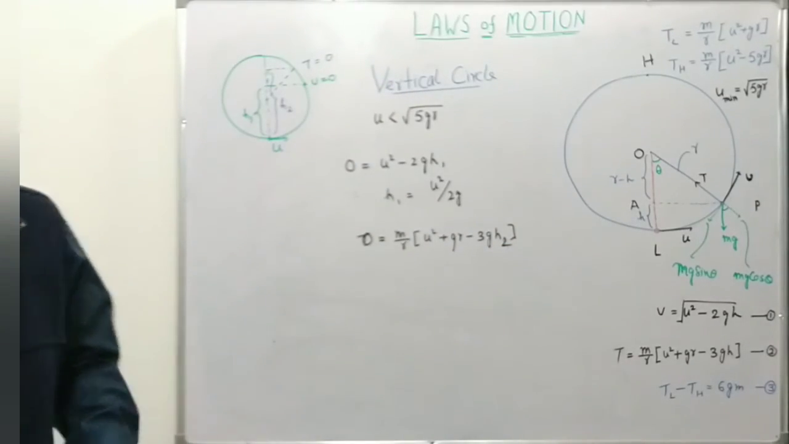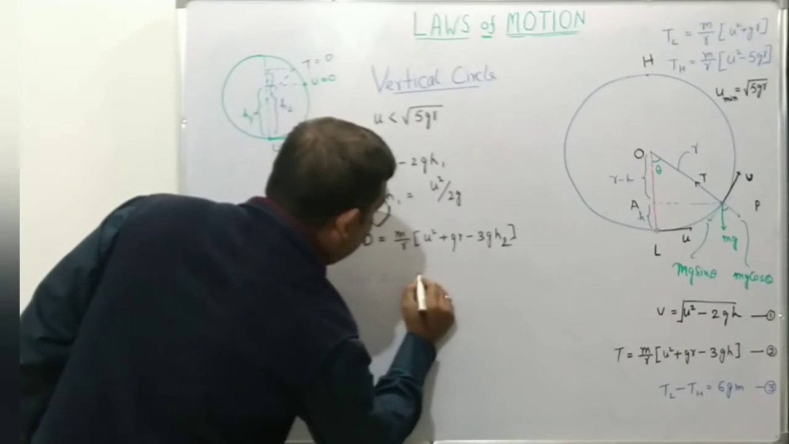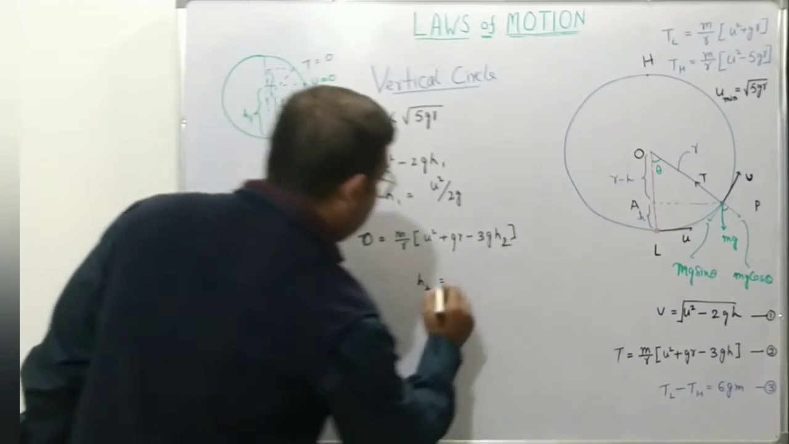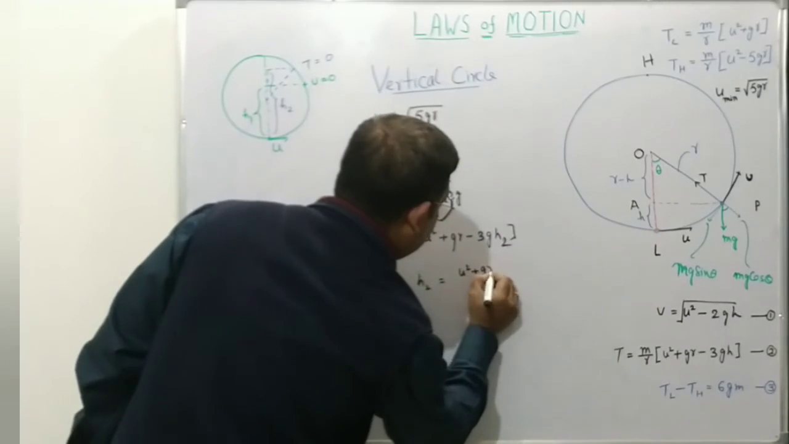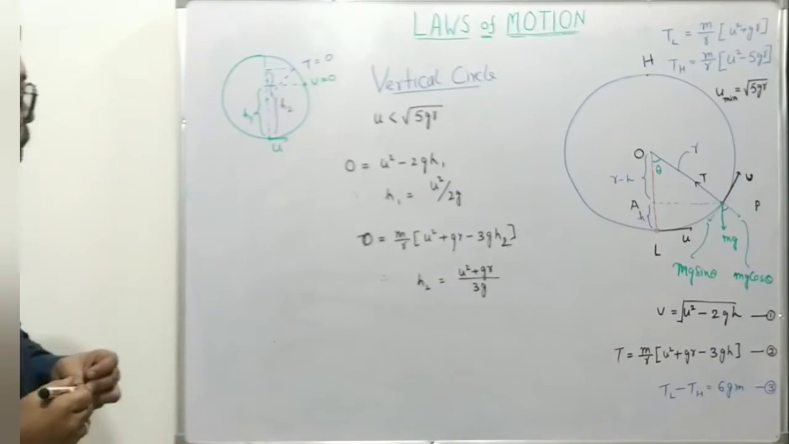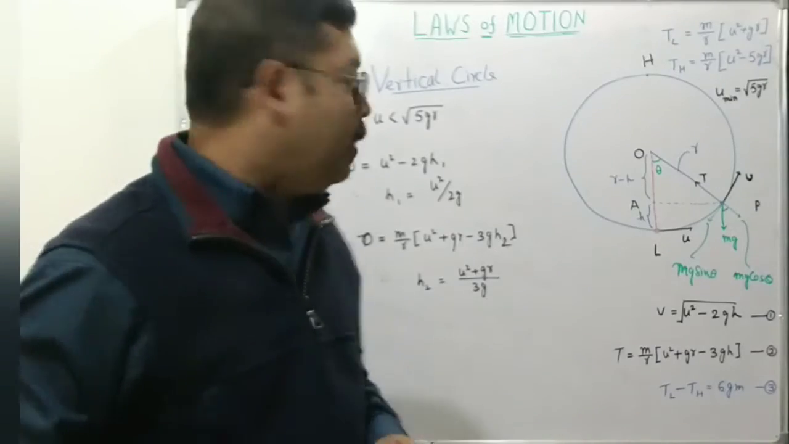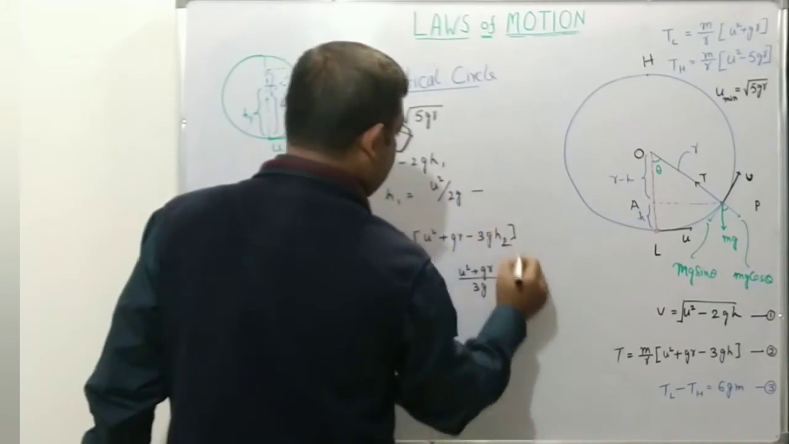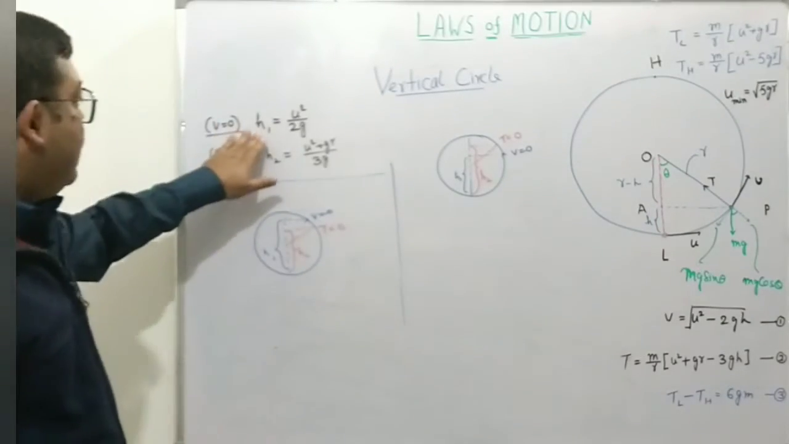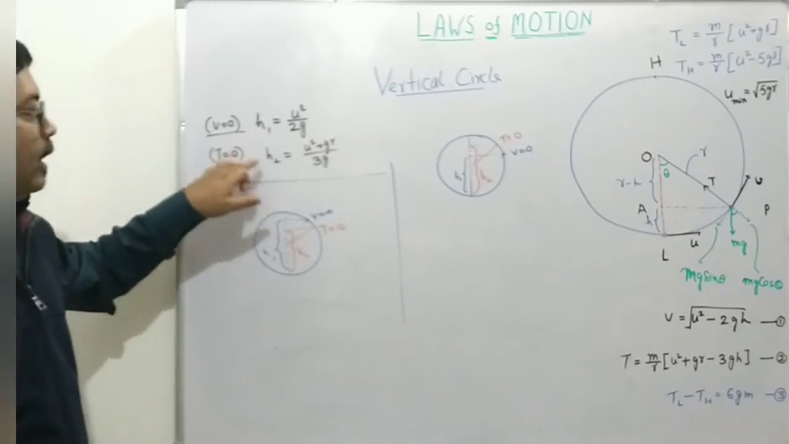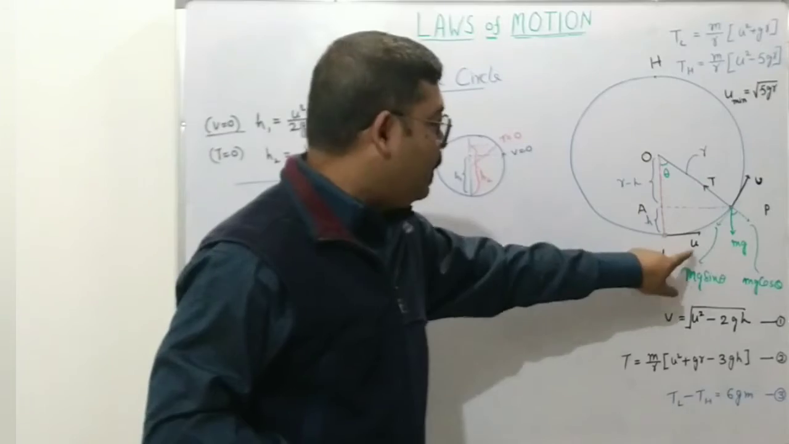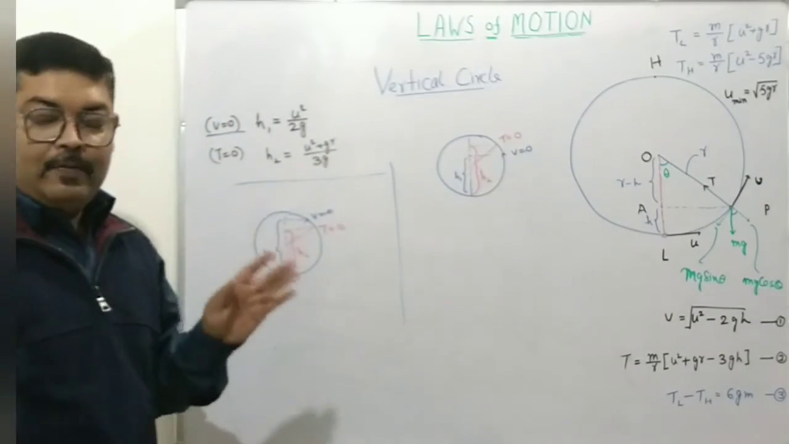Solving, we will get h2 equals u square plus gr by 3g. Alright. Now these two are very important equations for us. We will note this down somewhere. Okay. Now we have found h1 and h2. h1 is when the velocity becomes 0 and h2 is when tension becomes 0 in the string along the path, when the given initial velocity is less than root 5 gr.